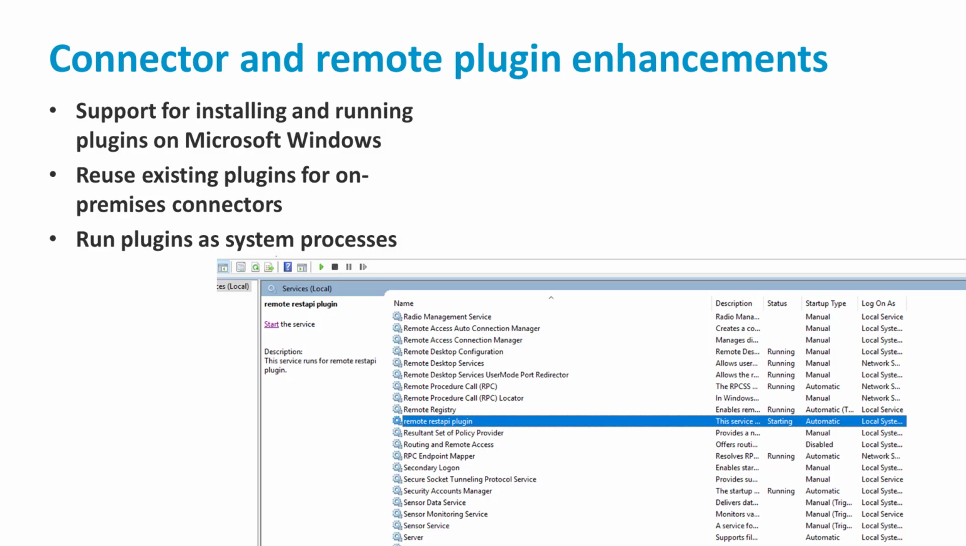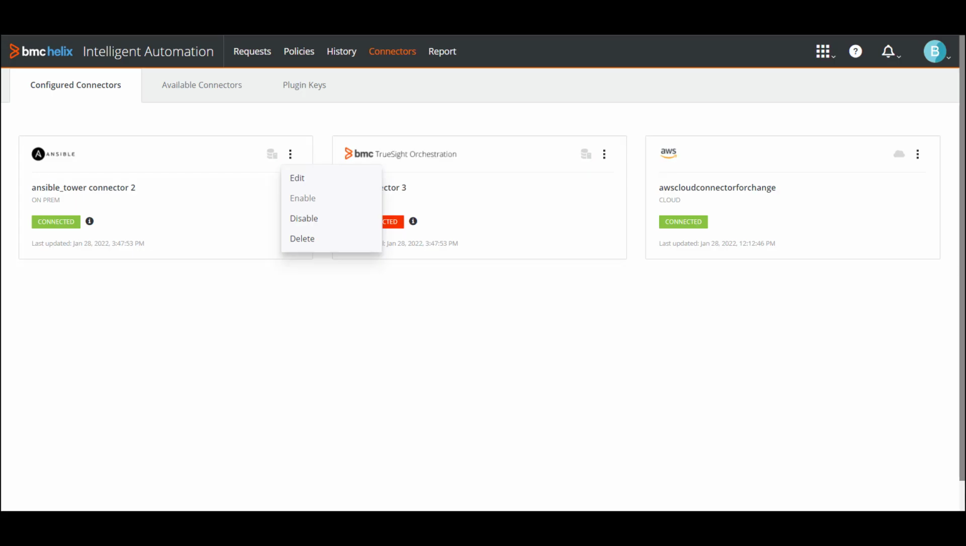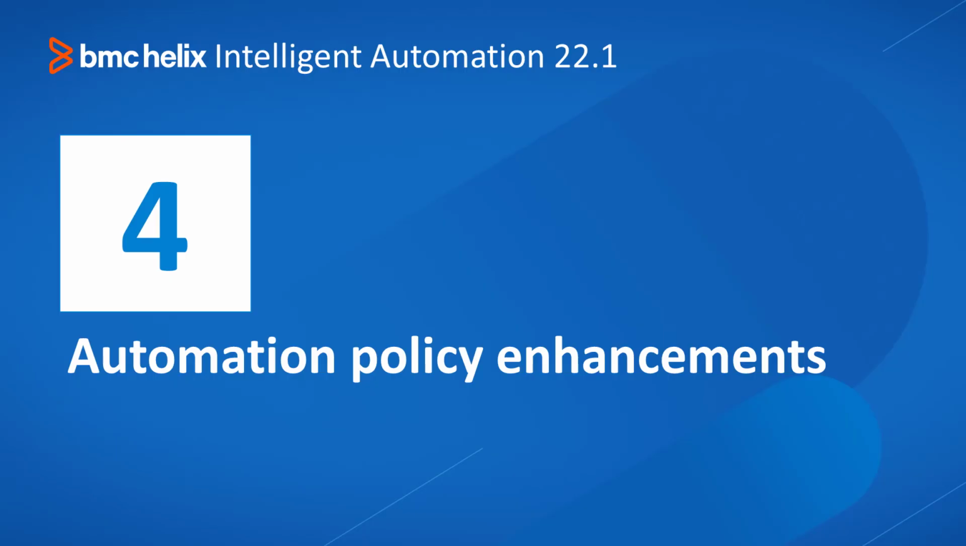While configuring an on-prem connector, if a plugin is installed as a service, you can start, stop, or restart it like any other service. And finally, you can now enable or disable connectors directly from the UI. When you disable a connector, the published automation policies associated with the connector move to the disabled state and cannot be executed. When you enable the connector again, the policies go back to the published state.